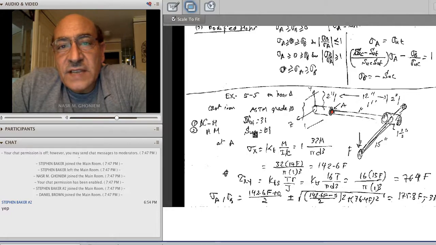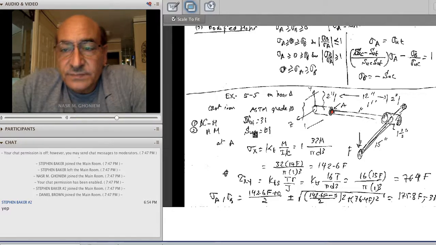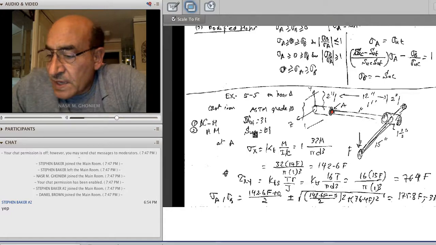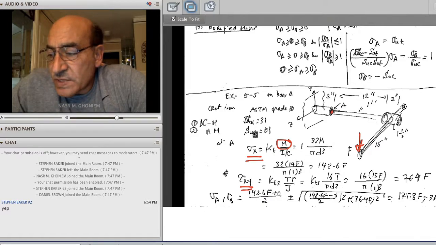So the first step is to translate from forces to stresses. And here we have the stresses are two. One is axial and one is shear. The axial is due to the moment, so I have to estimate the moment from the force by taking the moment of this force about this point here. So there's a distance between these two, this 12-inch, and that gives me sigma x.